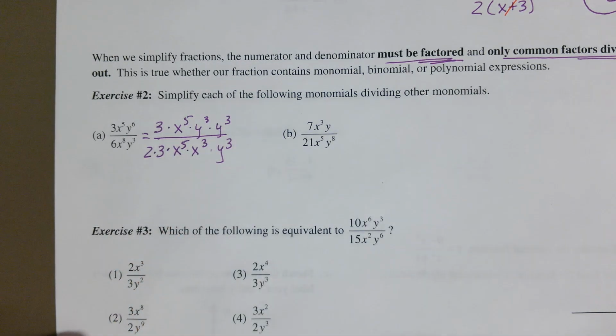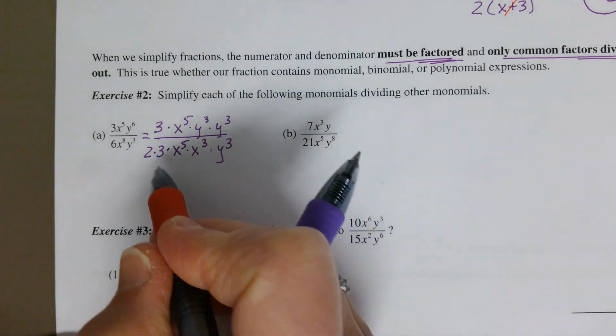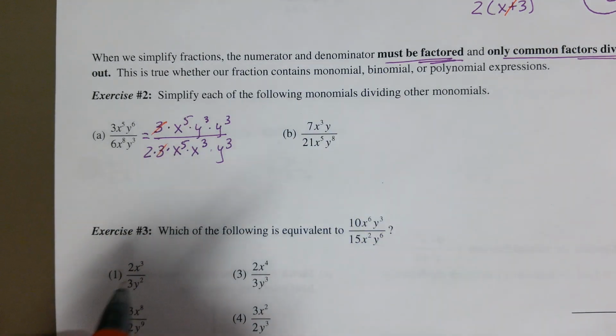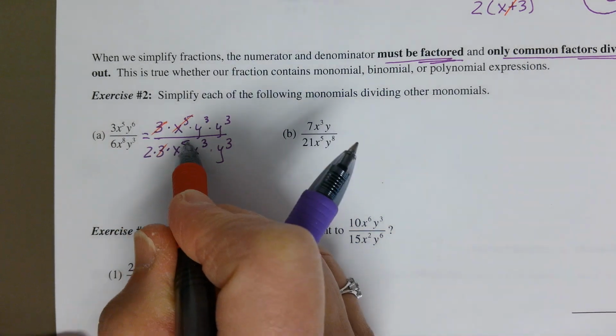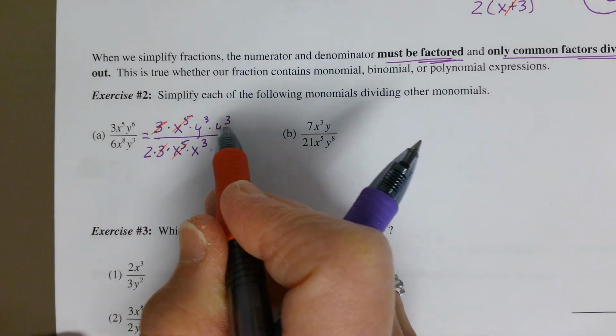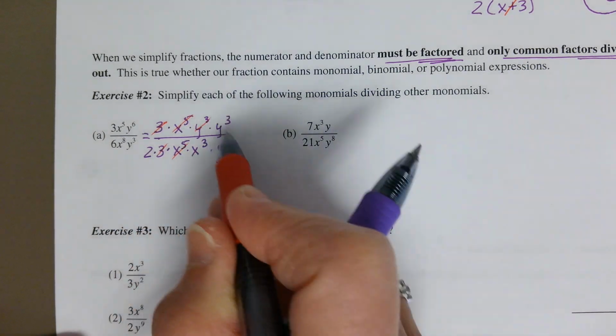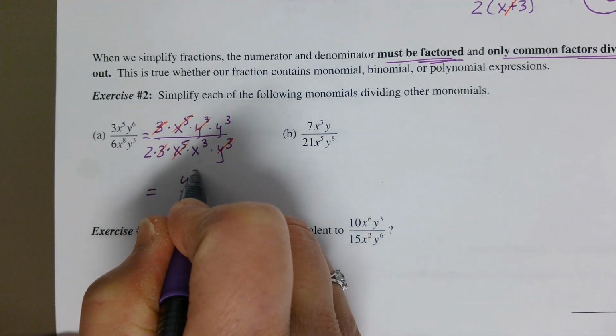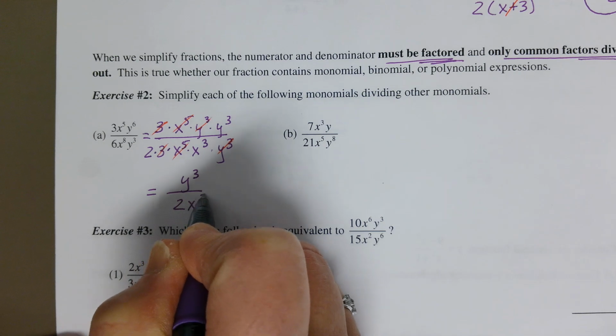And now we can divide out common factors. The 3's divide out. And again, these have to be common to a numerator and denominator. The x to the 5th and the y to the 3rd. And we are left with y to the 3rd over 2x to the 3rd.